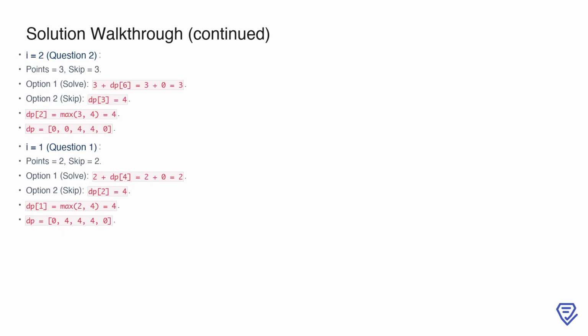Then, we evaluate question 1, which offers 2 points and requires skipping 2 questions. Solving it gives 2 plus DP[4], or 2, while skipping it gives DP[2], which is 4. Again, skipping is better, so DP[1] becomes 4. The DP array is now 0, 4, 4, 4, 0.